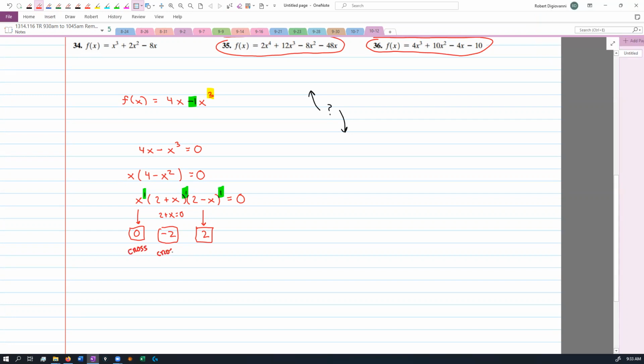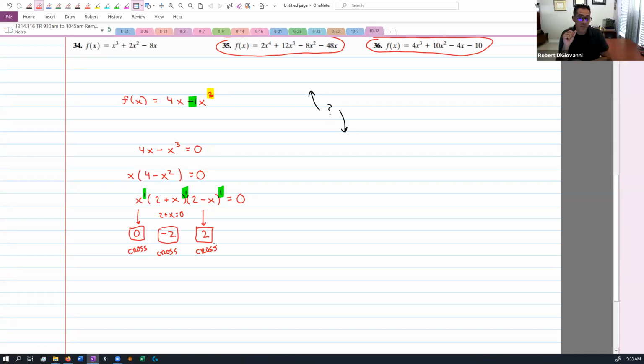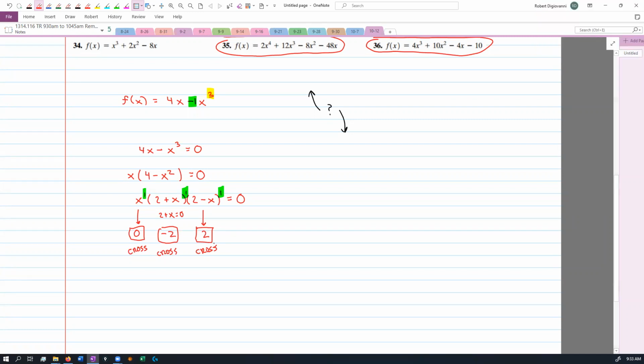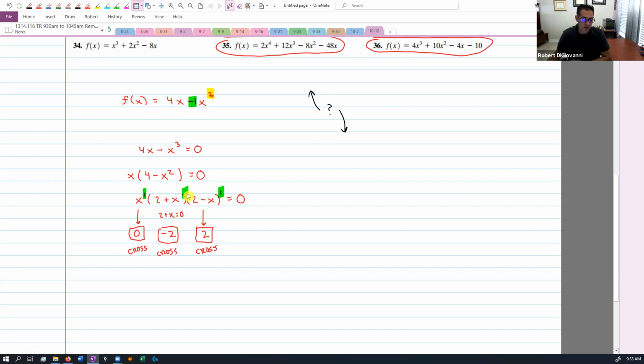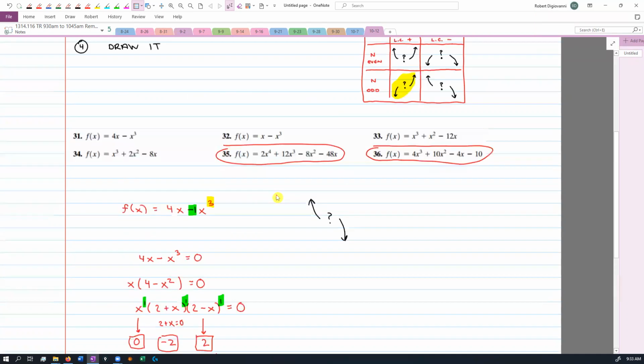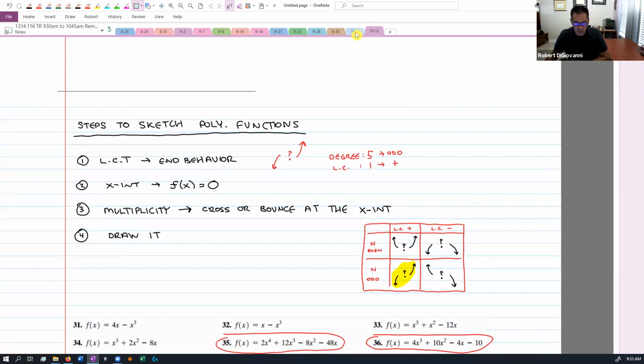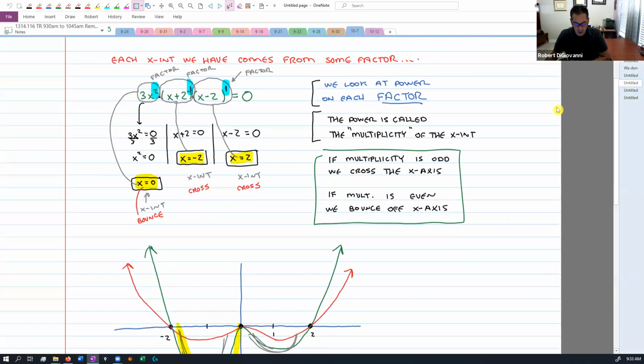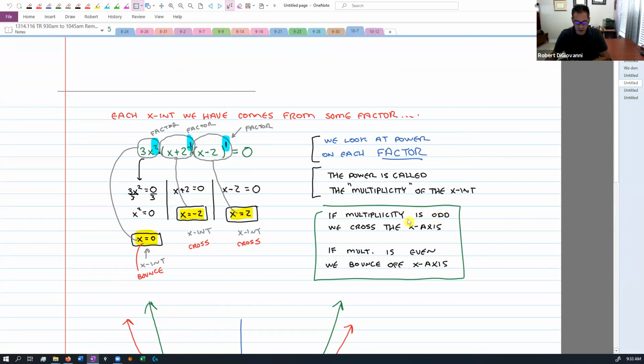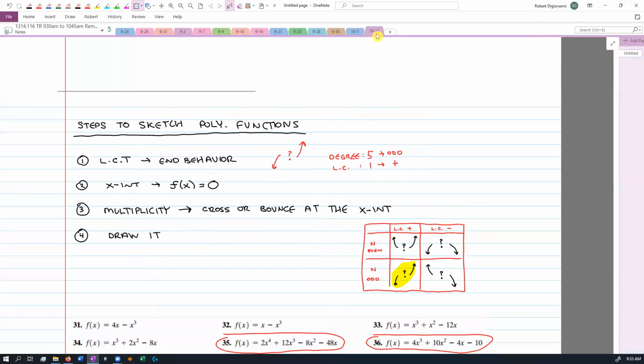Cross. Okay. So if it's a positive, it'll bounce then, correct? No. If it's an even number, it'll bounce. Oh, an even number. Okay. Even number. So if any one of these was squared, we would bounce there. If it was cubed, we would cross. If it was to the 4th power, we would bounce. Does that make sense? Yeah, that makes sense. Even, bounce, odd, cross. Yep. And I have it in the notes from last class. Multiplicity: if the multiplicity is odd, we cross. If the multiplicity is even, we bounce. And the multiplicity is the number up here on the factor. I see. Okay. Thank you.